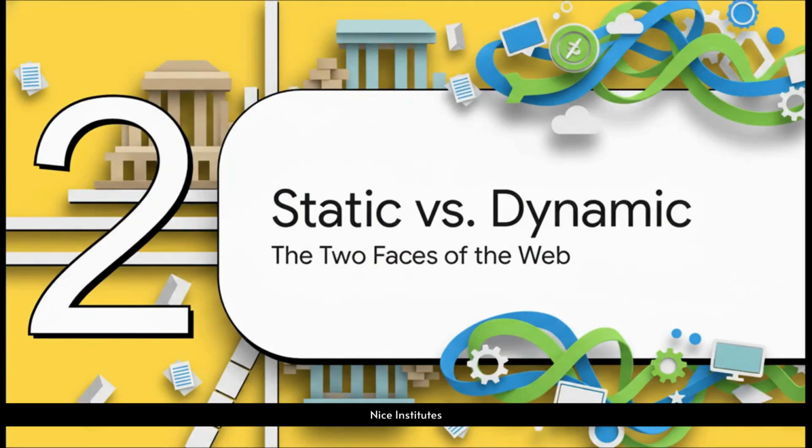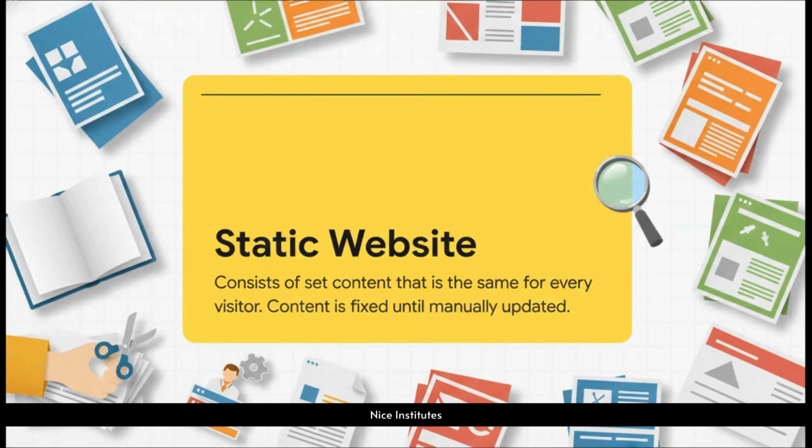Okay, so now we know what a website is made of, but how it works? Well, that can be totally different from site to site. And that brings us to maybe the single most important concept on the web today. Not all sites are built the same. They pretty much fall into two main categories. So first up, we have static websites.